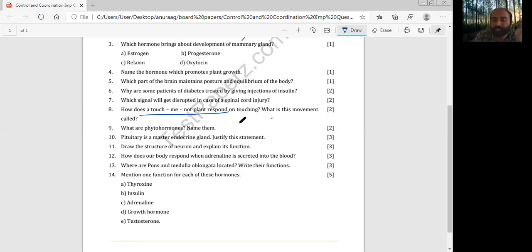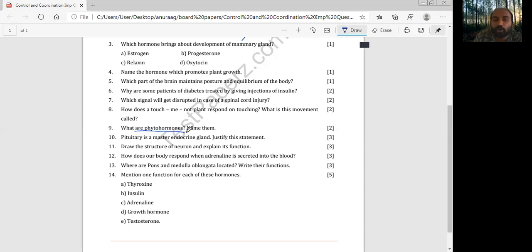So touch-me-not plant. What is the movement called? Now this movement is not at all related to the direction, so it's not a tropic movement. This movement is called nastic movement. Why is it called nastic movement? Because it's not related to the direction.